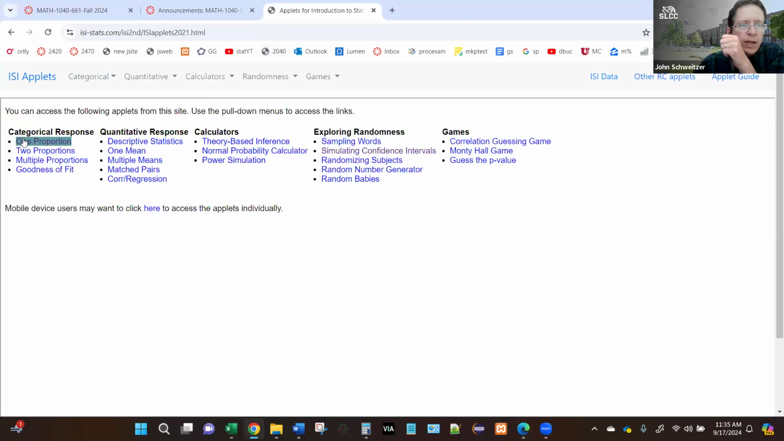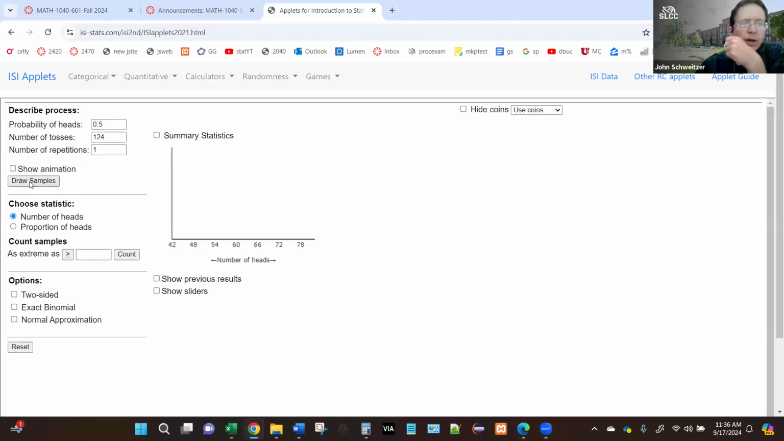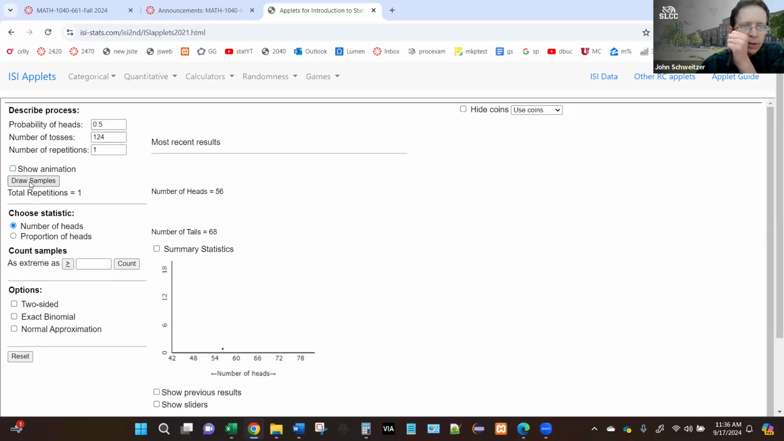Let's go back to that randomization applet and go through this quickly. We've done this many times now, so should be comfortable with this. The idea is, if it's 50-50, if there's no preference for right over left, then we just got the 65% by chance. So we put in the null value here, 50%. We put in the sample size here, and then every time I hit draw samples, it draws 124 trials, and it looks at the number of right turns, or the number of heads, basically.